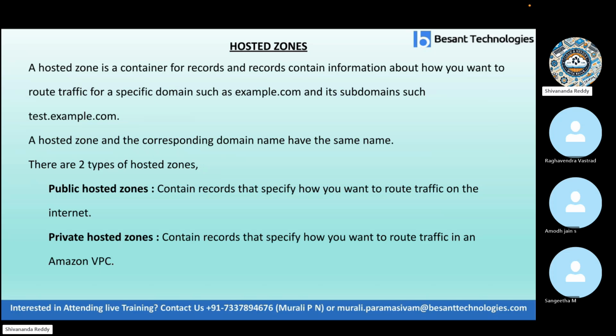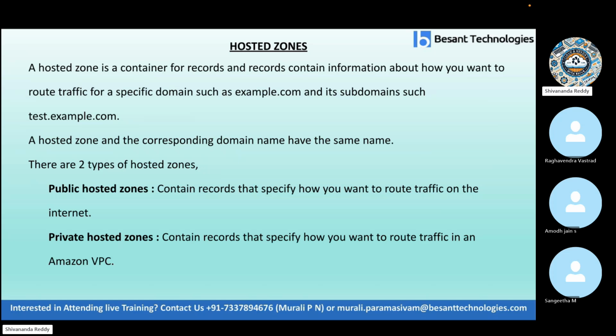Then hosted zone, next one. A hosted zone is a container for records, and records contain the information about how you want to route the traffic to a specific domain, such as example.com and its subdomain test.example.com. A hosted zone and the corresponding domain name have to be the same name. There are two types of hosted zones. One is public hosted zone, the other is private hosted zone.